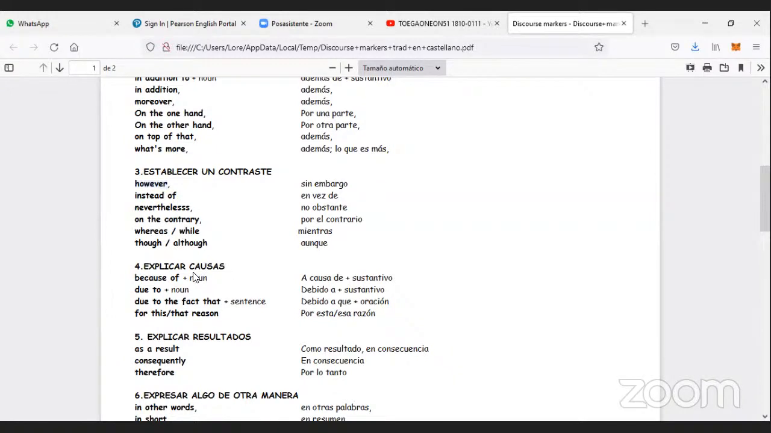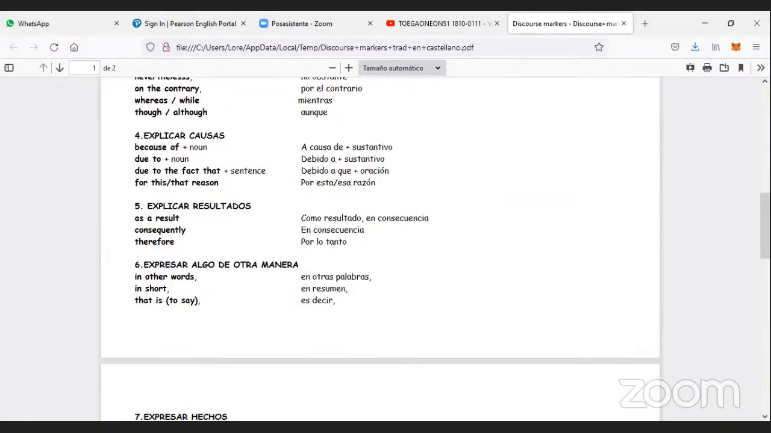In order to explain some cause, for example, you could use these other ones, okay? Because of, due to the fact, for this reason, that reason, okay? And if you want to explain some results, you could use as a result, consequently, therefore, okay? So you could use these words.